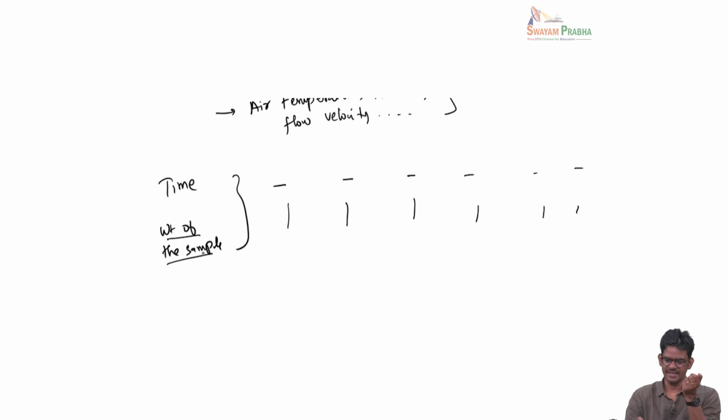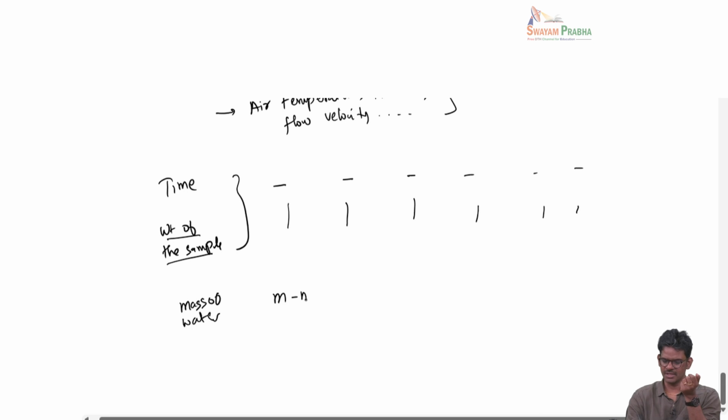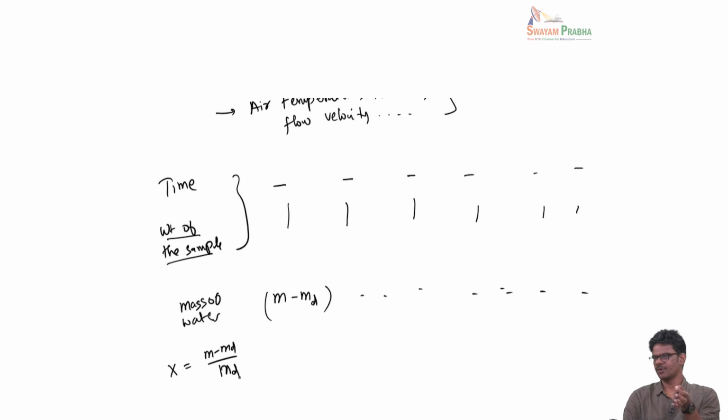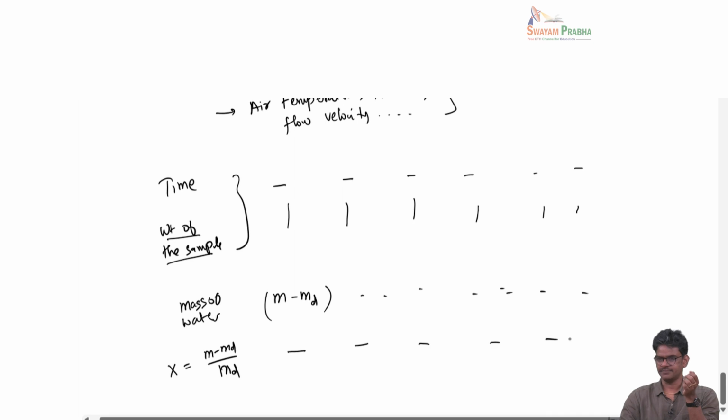Okay, so you can basically calculate mass of water by looking at mass of this material minus mass of the dry material. Okay, this is something you can get for all the time intervals. Okay, so then I can define moisture as m minus md over mass of dry. Okay, this is our moisture. Moisture is defined as kilogram of water over kilogram of dry material. Okay, so I can find out this moisture as a function of time.